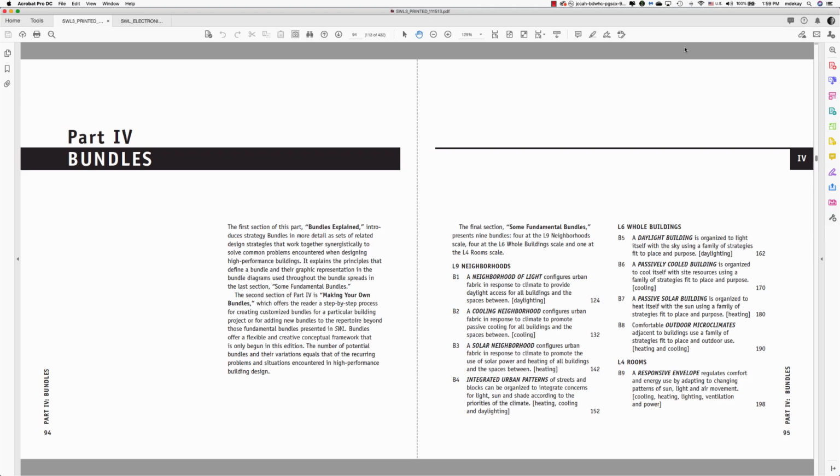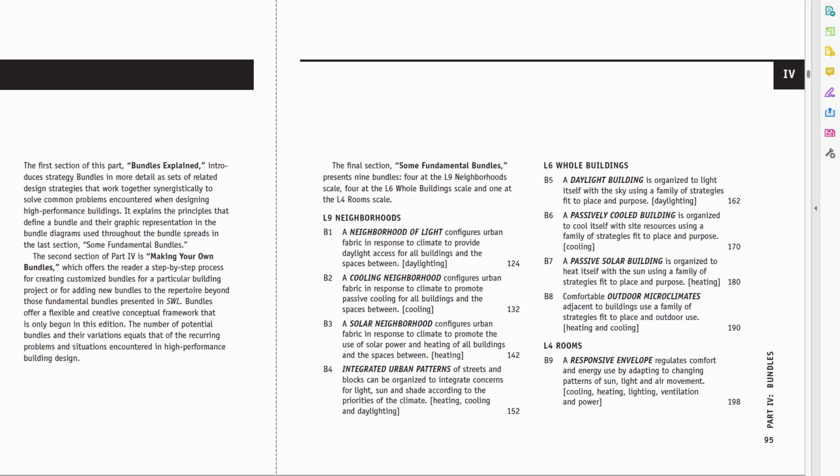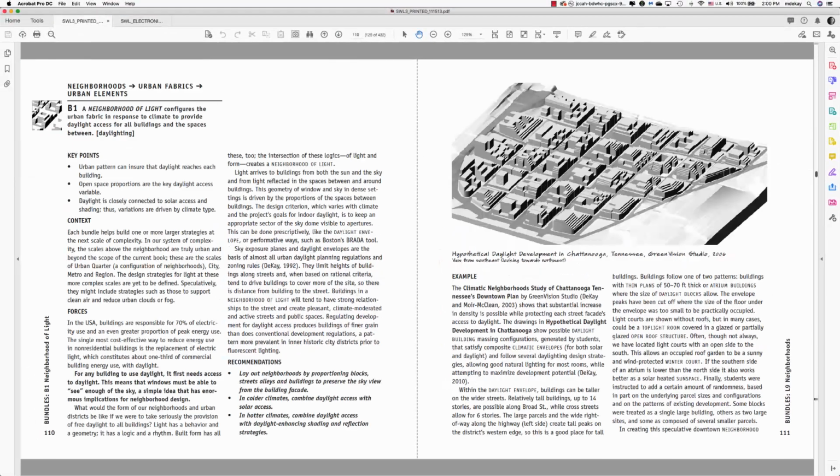So you can see there's really three scales. There's 4 bundles at the level 9 neighborhoods. There's 4 bundles at the level 6 whole buildings, and then 1 bundle down at level 4 rooms. These are just sample bundles. There's no limit on how many bundles or ways that you could package up different strategies to go together. These are just ones that we started out with.